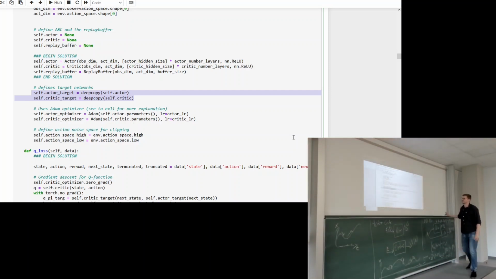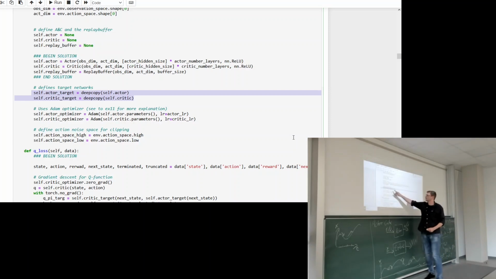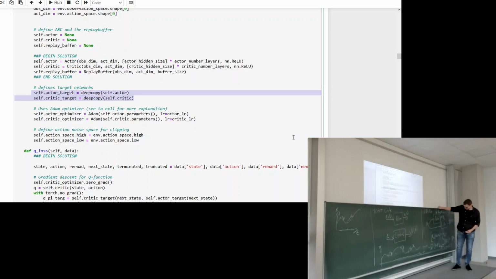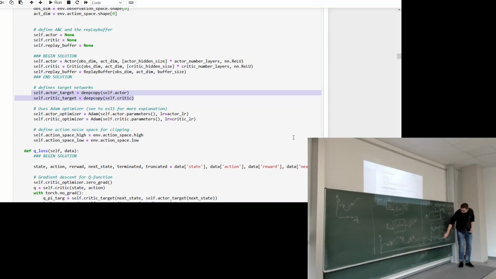Okay, target networks. And you see what we are doing first here, deep copy of the actor. So our initial parameters that we are applying to our target networks are actually the true network parameters. We are starting out on the same base, and then we are just updating these ones much faster than we are updating these ones.